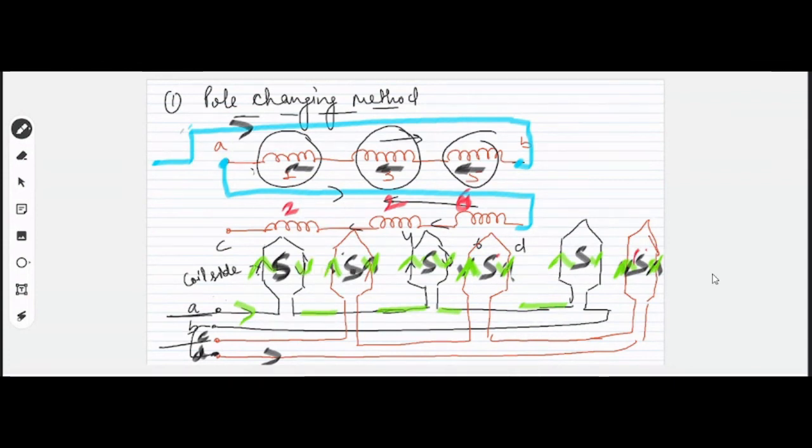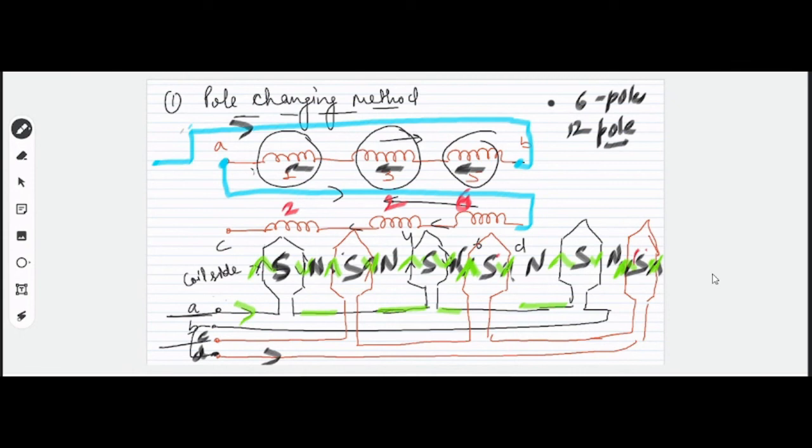In the interpolar region, the north pole automatically generates. Means the flux generated by these coils finds its path through the space in between these two poles. So this becomes the north pole, and because of this change in connection, you can see the 6-pole machine will become a 12-pole machine. So in this way, by changing the interconnections, we can change the number of poles.